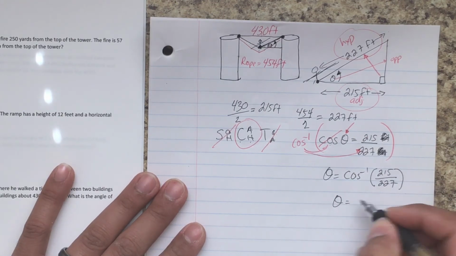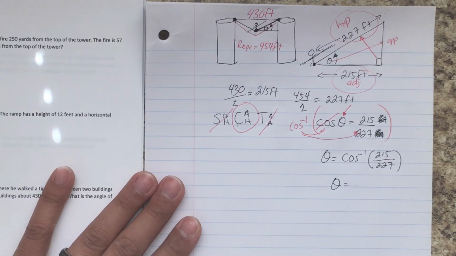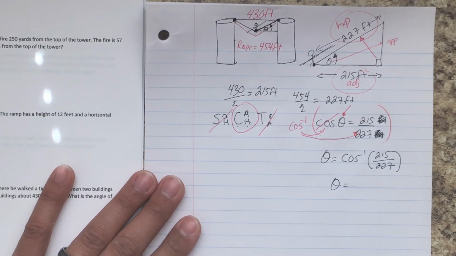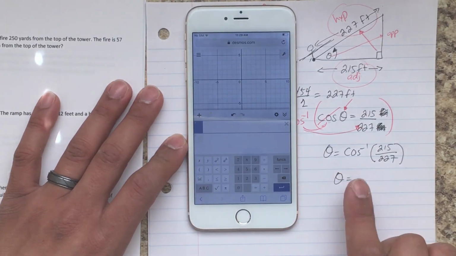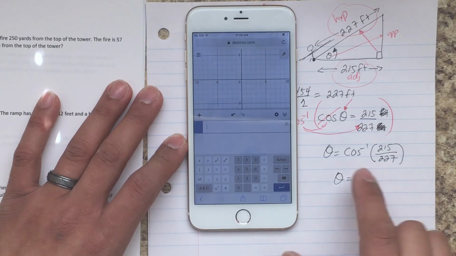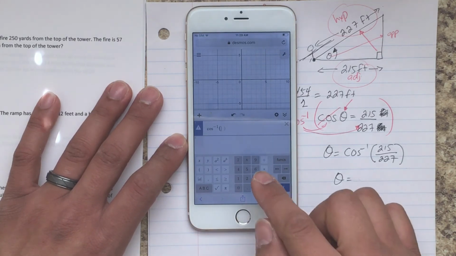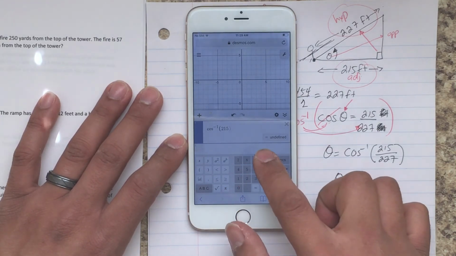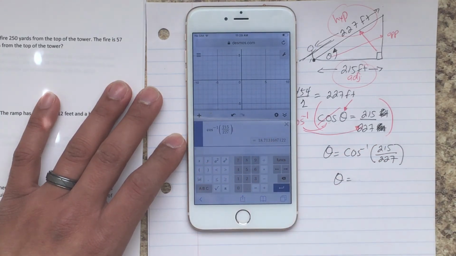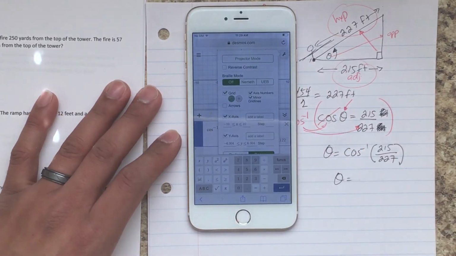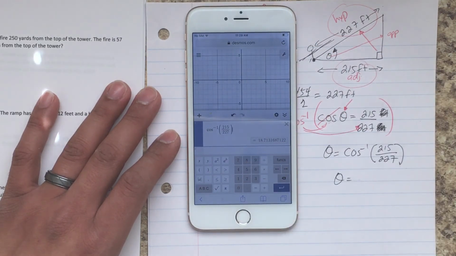Now I'm going to type that into my calculator. I like to use Desmos, so I'm going to pull out Desmos here on my phone. I type in cosine inverse, and for that you need to press function, and then the second one in the middle is my cosine inverse. I press 215 divided by 227, close parenthesis. Then check the mode. You have to make sure you are in degree mode, and our answer is 18.7.